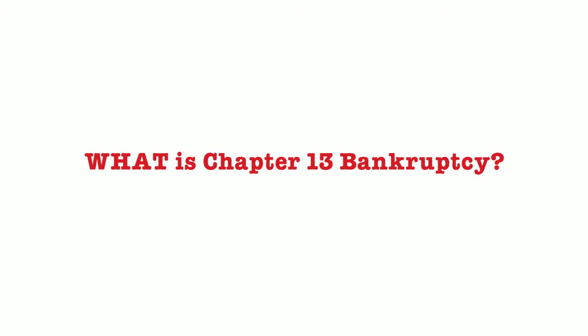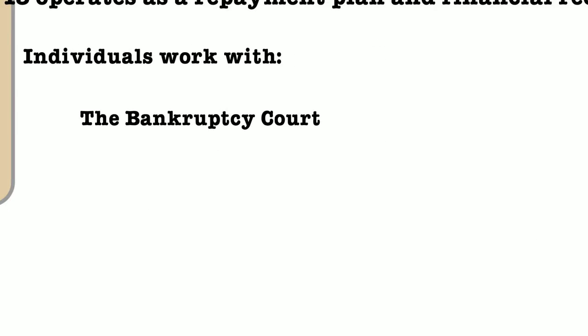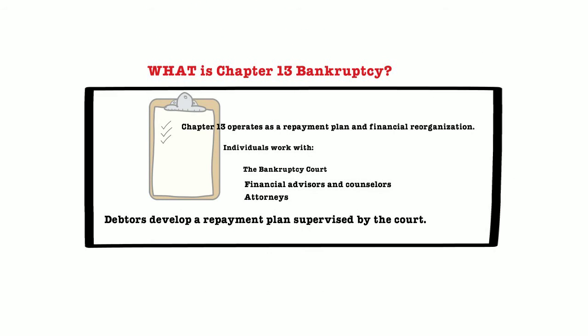Chapter 13 operates as a repayment plan and financial reorganization. Debtors who file for bankruptcy under Chapter 13 work with the bankruptcy court, advisors, financial counselors, and attorneys to develop a repayment plan, which is then filed with the court. The plan details every debt owed by the borrower, as well as financial income and property ownership. The essential idea is that instead of losing non-exempt property, an individual creates a repayment plan to pay back debts based on their income. This plan should be sustainable and fair to all parties.